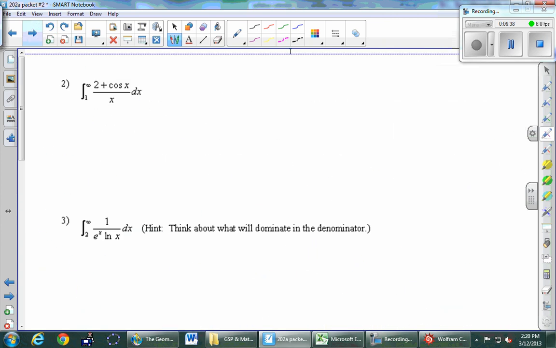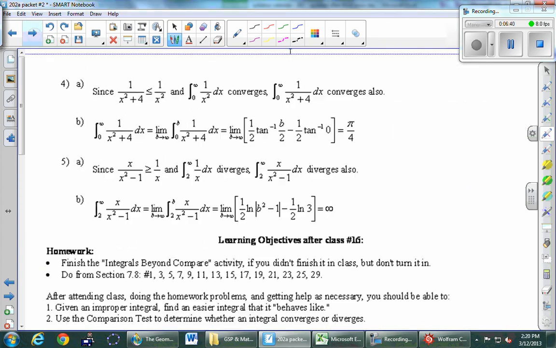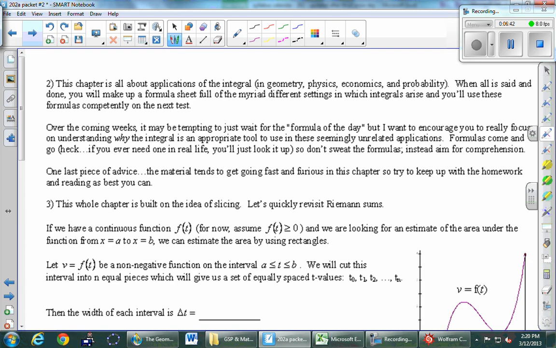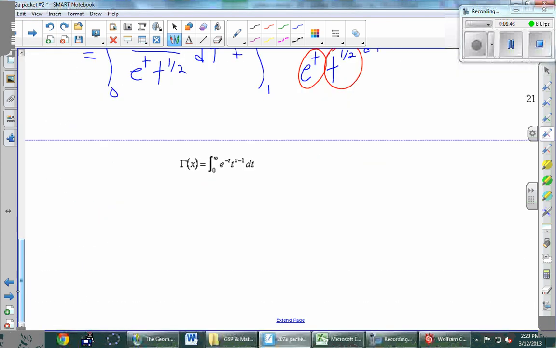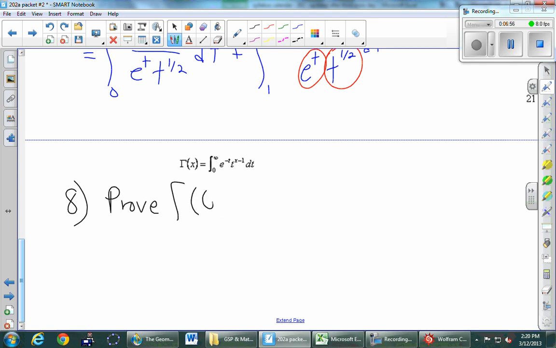So the other part of the project that I wanted to give a quick hint for was number 8, the very last question. I didn't include this in the packet, but I decided I wanted to add it to this video. So question number 8 from the project says, prove that gamma of 0 diverges. Just prove that gamma of 1/2 converges. But it turns out gamma of 0 diverges. So we're going to give a hint to this one.